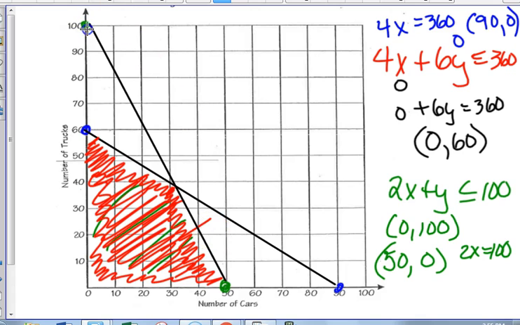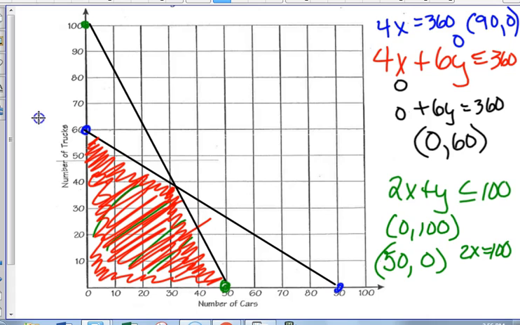Can anybody give me a practical reason for this problem, why 0, 100 won't work? Look at what we wrote down. Okay, but we could make 0 cars. But could we make 100 trucks? Why not? We don't have enough wheels, okay? So it's outside of our boundaries. So we need these points that are on the boundaries.